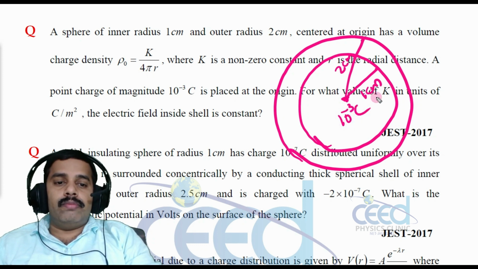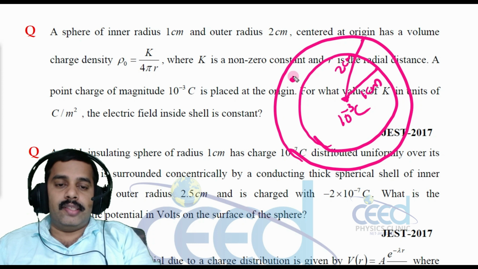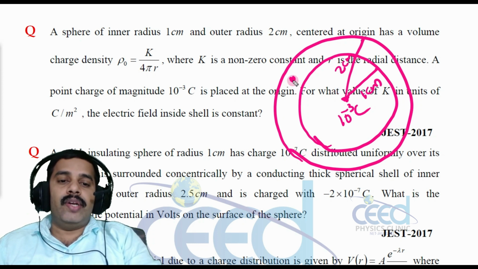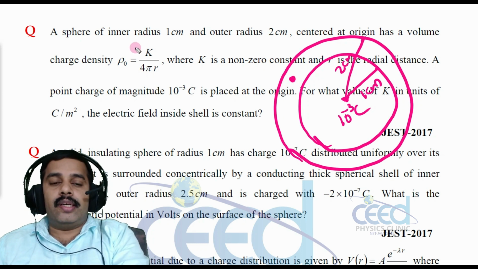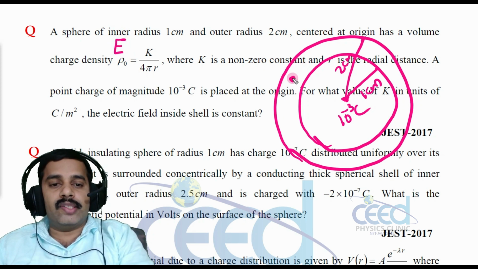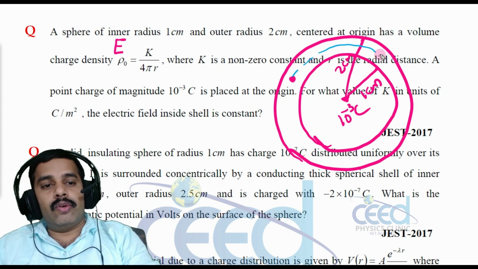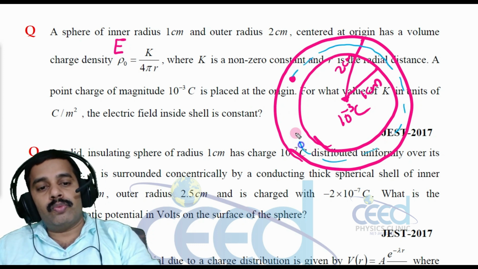Now we have to keep the electric field at this point constant, right? At this point electric field is constant means, what is the electric field at this point due to this system? That I can write first. So the electric field expression is E into, so I have to consider a Gaussian surface through this point.